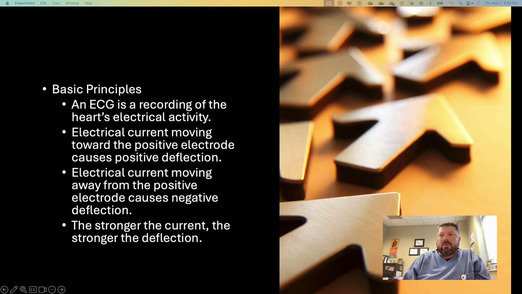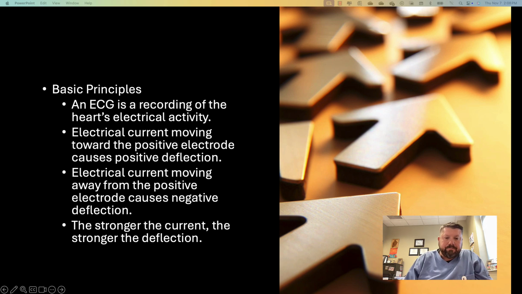We're looking at the electrical current moving toward the positive electrode causes positive deflection, so that would be a positive axis. And electrical current moving away from the positive electrode causes negative deflection, or negative axis, as it's traveling away. The stronger the current, the stronger the deflection. This is going to be important a little bit later when we're looking at different chamber sizes and things of that nature.